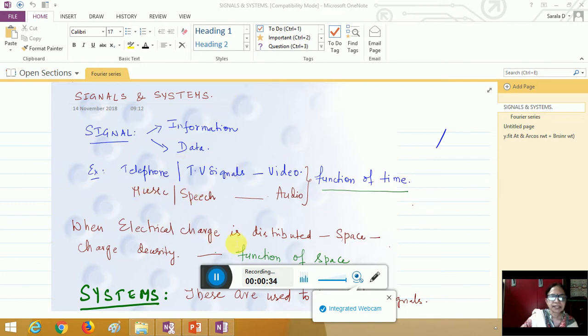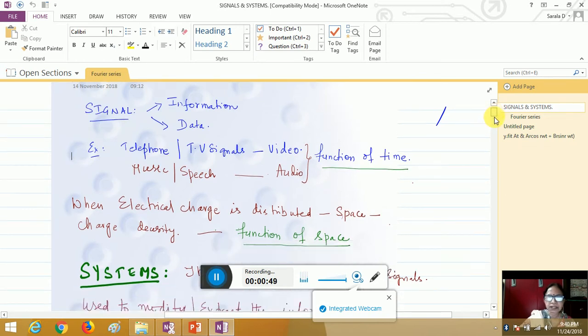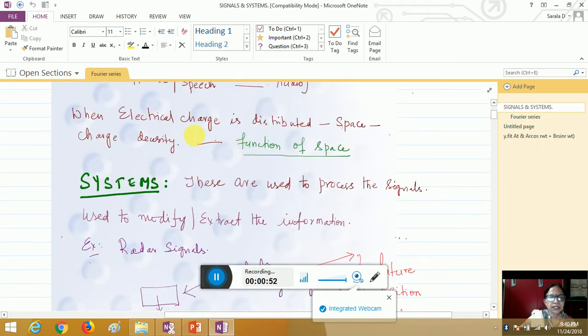So now let us consider different types of signals that we talk about. We have here telephone and music. They correspond to the video signals and the audio signals, and both of them are functions of time. When electrical charge is distributed in space, we say it is a charge density. So there it is a function of space, whereas the earlier ones are functions of time.